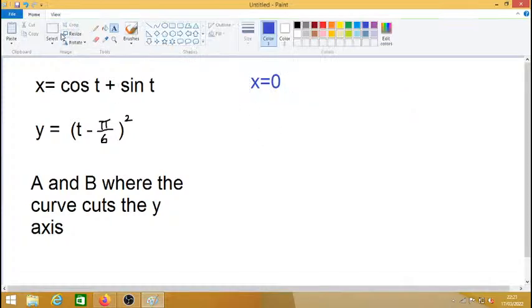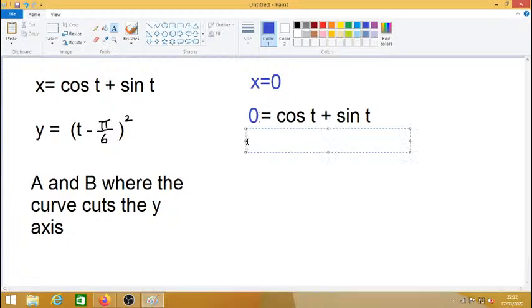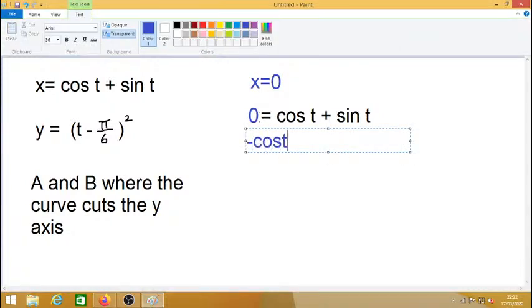Let's use that in the first equation. So we've got x equals cos t plus sine t. Let's substitute the 0 for the x. So now we've got 0 equals cos t plus sine t. We can rearrange that so we've got sine t on the other side or cos t on the other side. So we'll have minus cos t equals sine t.